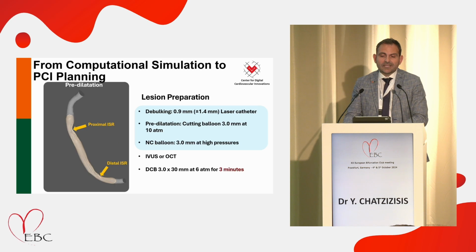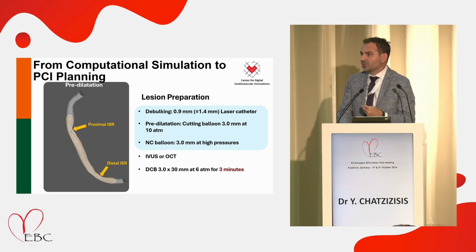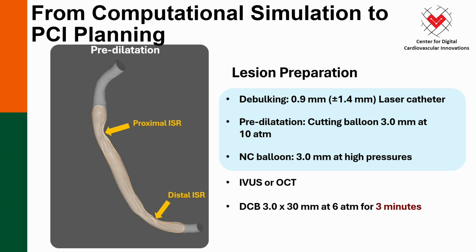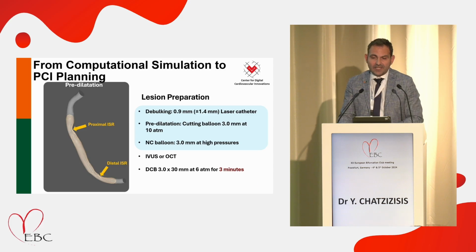So what we do next, this informs that we need to do something more before we go there and prepare the lesion with some debulking, pre-dilate, possibly with a cutting balloon, to which the simulation helps us to size it to the right size. Of course, NC balloon, then confirm the result, the lesion preparation, with IVUS or OCT, and then apply the DCB therapy. So that's the planning, informed, guided by the simulation.